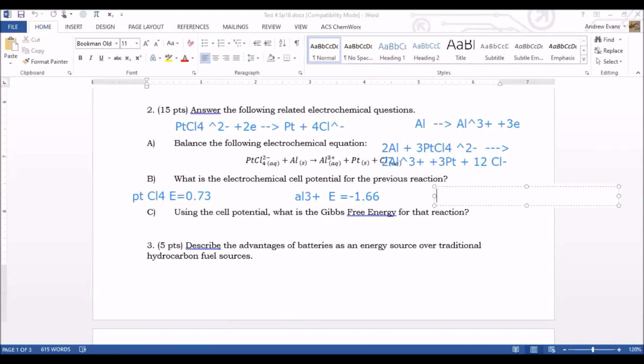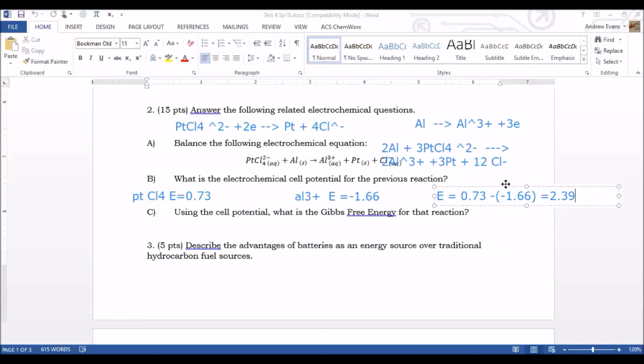So the E cell is going to be the one as written, the reduction, minus the oxidation. Now, I could have been mean and made this a negative number, but I chose not to. This is a spontaneous reaction. 0.73 minus a negative 1.66 gives us 2.39. Doesn't matter that there is 2 and 3. No, it does not. It does not for E-cell.